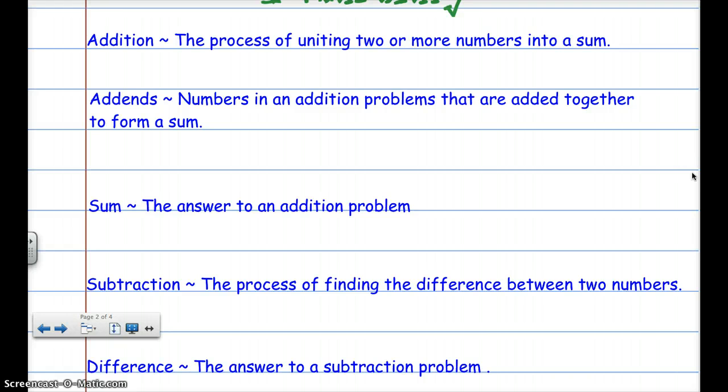So you can pause this video at any time and you can write down your vocabulary, but I'm going to go ahead and move on. And remember that you can watch this video as many times as you need to, and if you have any questions, you can always come back to your teacher and we can answer any questions for you.